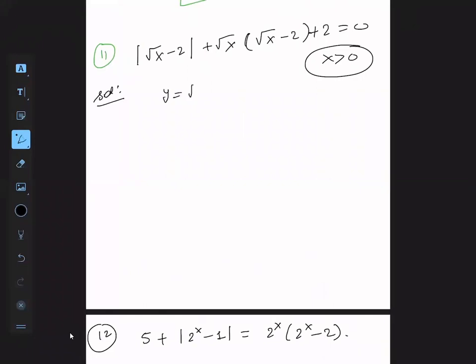So let y is equal to root x minus 2. So this will become mod y plus 2.